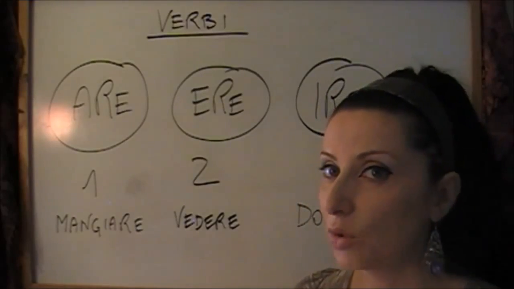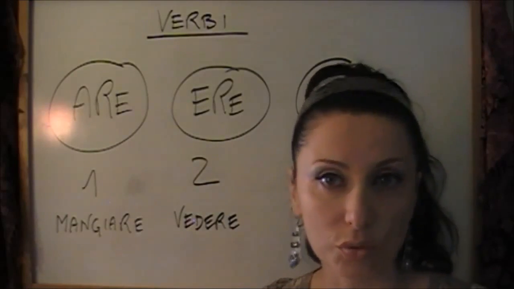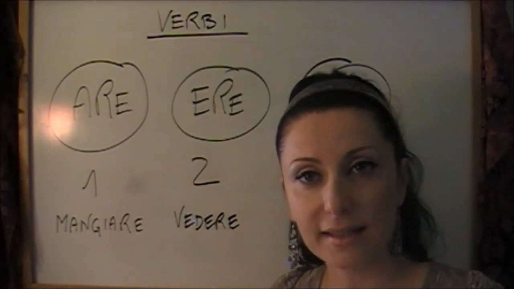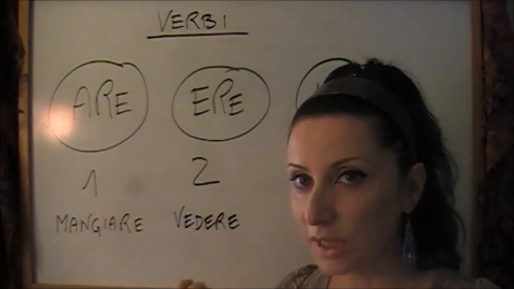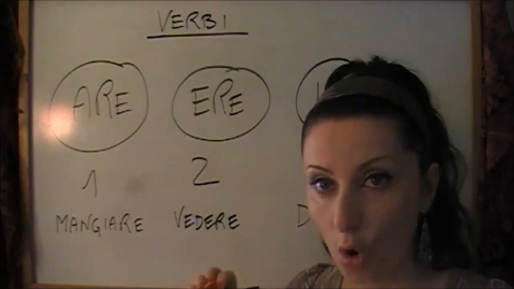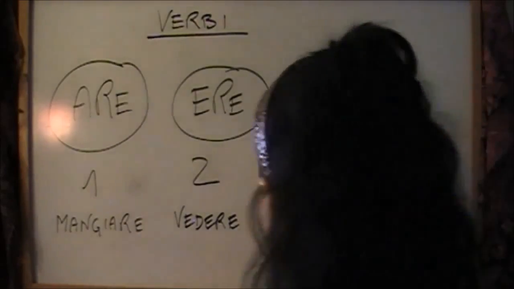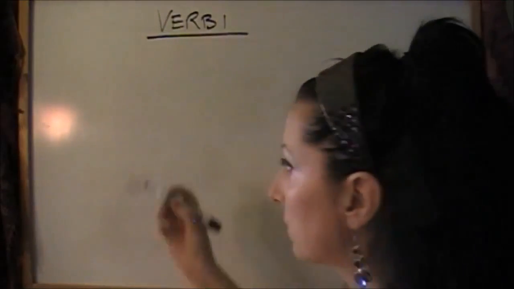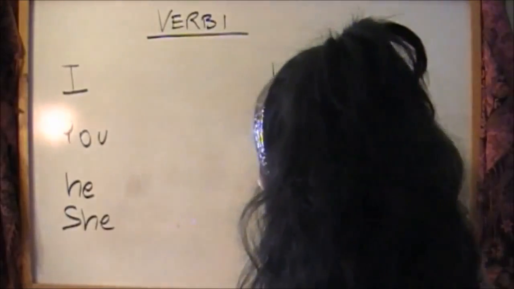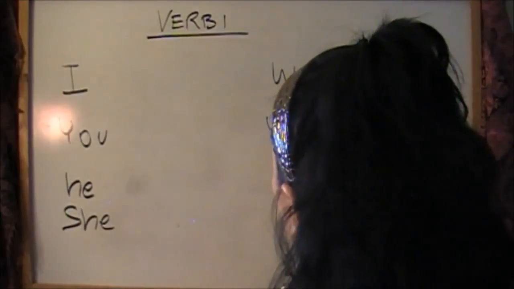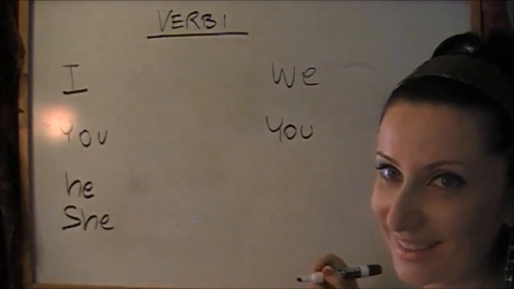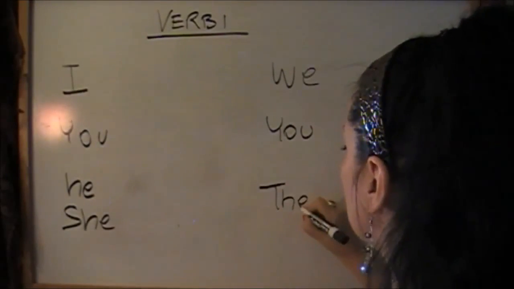Before starting this demo lesson about the verbs, I have to introduce the subject, because in a sentence, the minimum that you need to have in order for a sentence to hold is the subject and the verb. You need at least those two. So let's see first of all the subject. The subjects for the verbs in English are I, you, he, she, we, you, plural, I say you guys, you plural, and they.